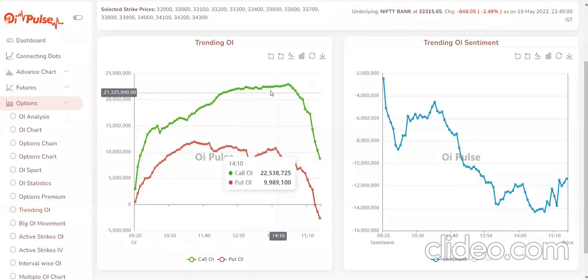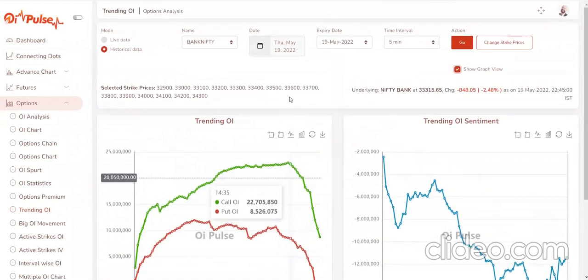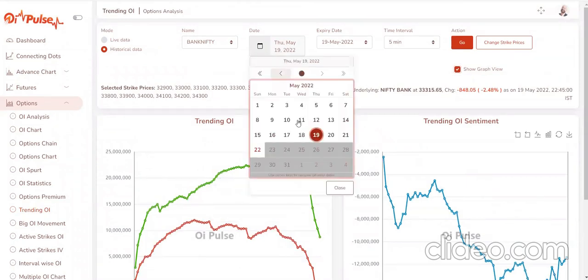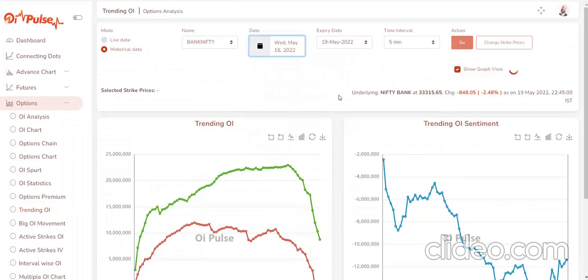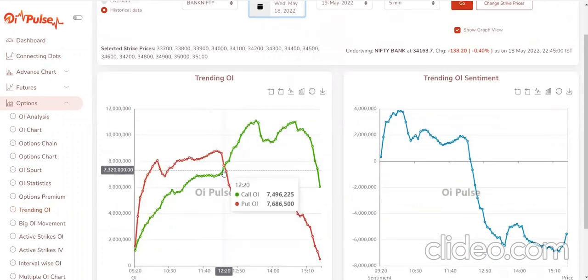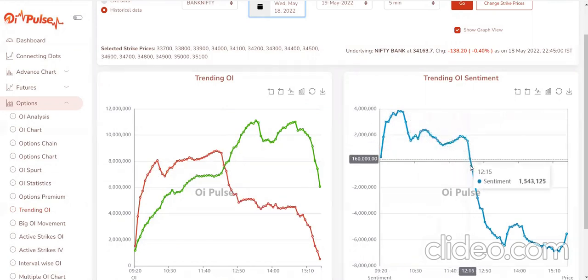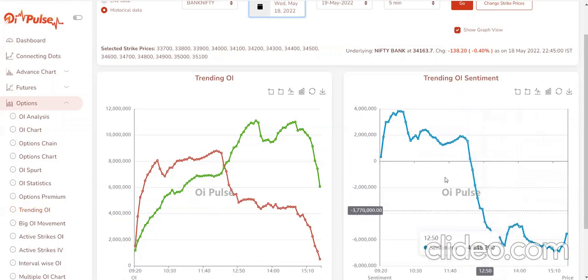decreased significantly, the call OI remained constant at the time, and you will get a better signal. Yes, you will get a better entry when this crossover happens during the market. From the morning it was positive, and once it gets negative, that is when bearish sentiment starts, you can buy either a put or sell the call.